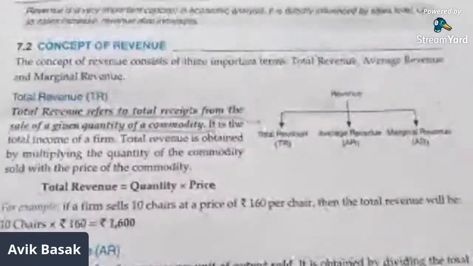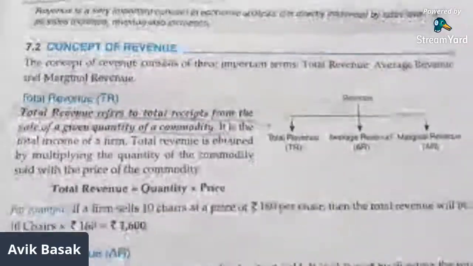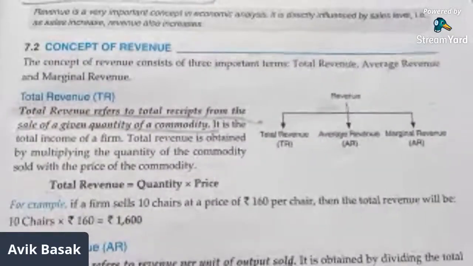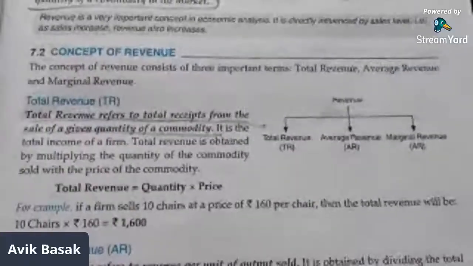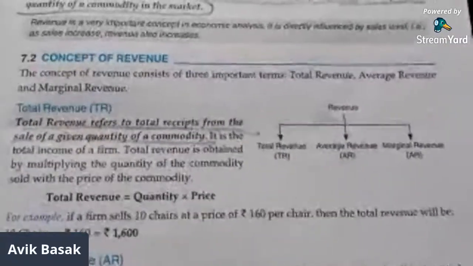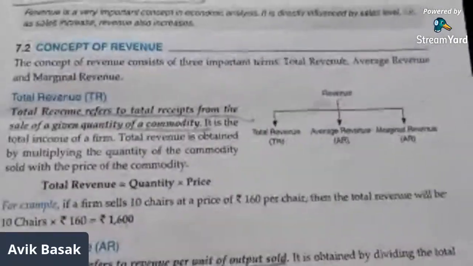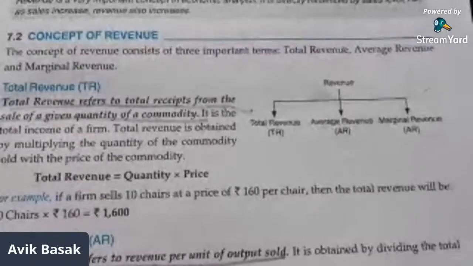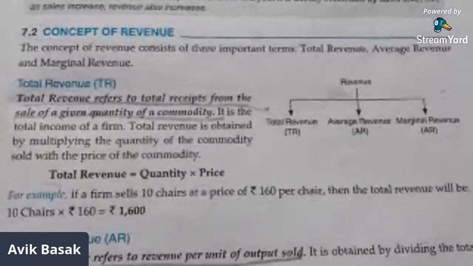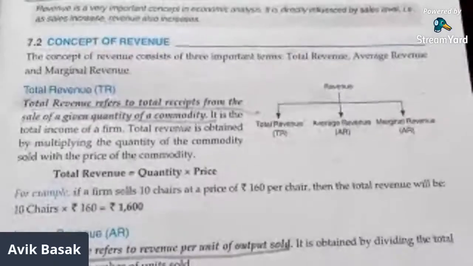For example, if one chair costs 100 rupees, then ten chairs will be costing how much? When your one chair cost is 100, then you have sold 10 chairs. Then how much total revenue or total money do you receive? 1000. How have I got 1000? Price into quantity. Price of one chair into how much quantity you have sold, which is 10. And what is the price of one chair? 100. So 10 into 100 will be 1000 rupees.